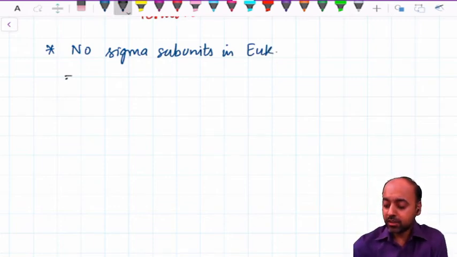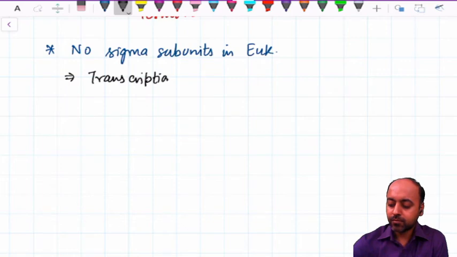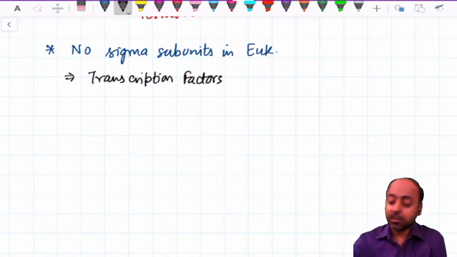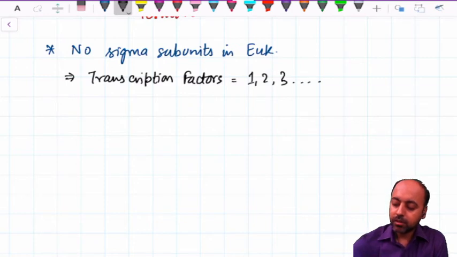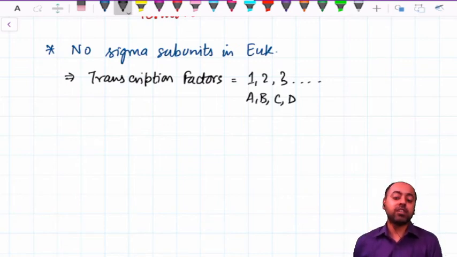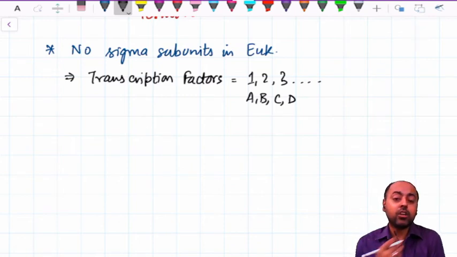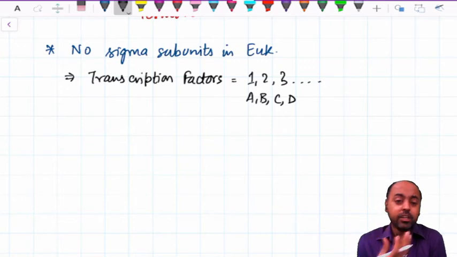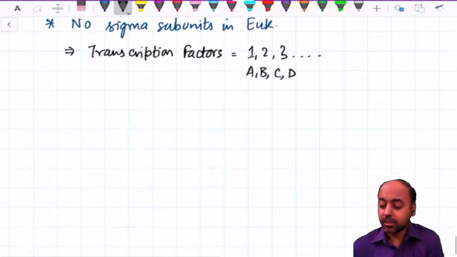So what do we have there? We have the transcription factors. Now these are big complexes. The transcription factors are big complexes and they are multiple in number. They can be numbered and each of them can have subtypes like this. They are very complex structures which will regulate the transcription in the eukaryotes. In the prokaryotes, the regulation was by sigma subunit, but in eukaryotes, the regulation is by the transcription factors.